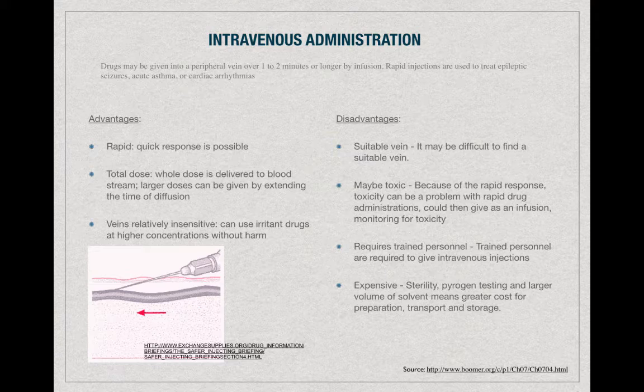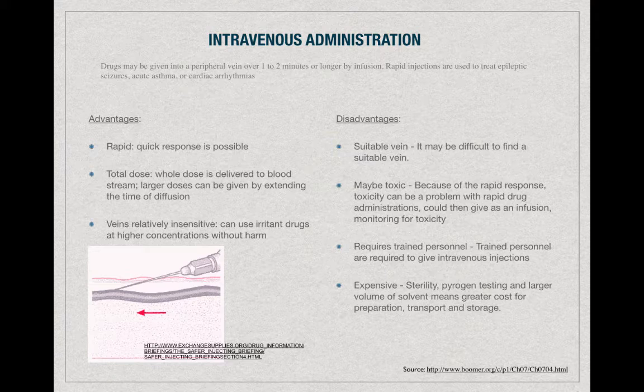So drugs in an intravenous administration are typically given into a peripheral vein over 1 to 2 minutes or longer by infusion. Rapid injections are used to treat, for example, epileptic seizures, acute asthma, cardiac arrhythmias. There are several advantages of this route of administration. One is that it has a rapid, quick response.